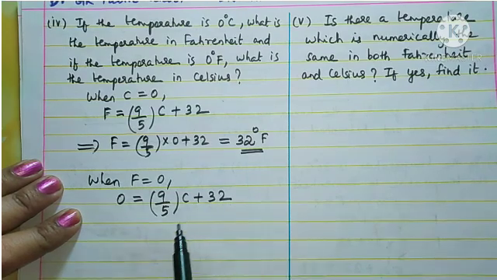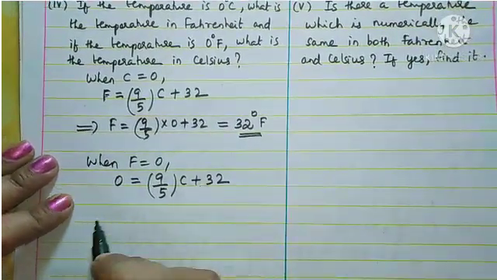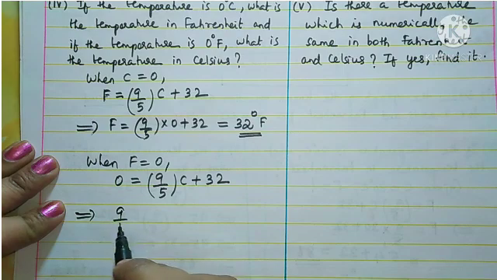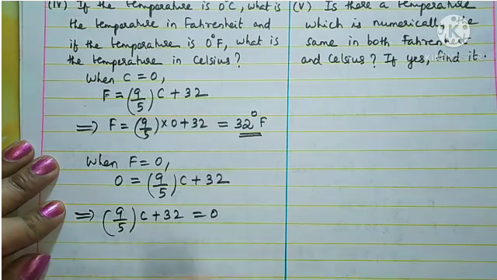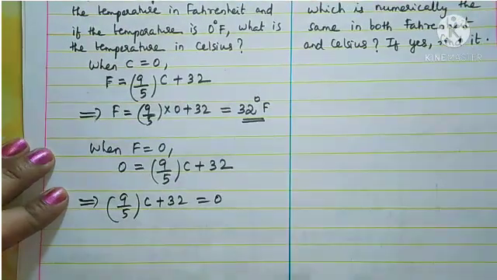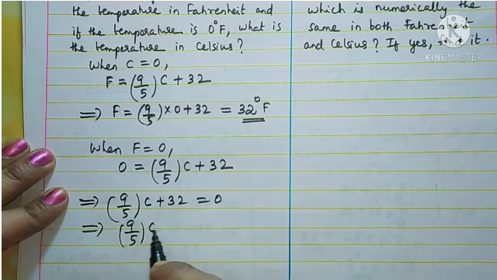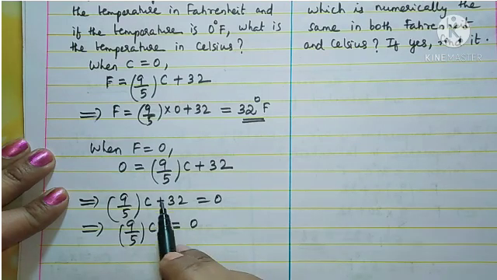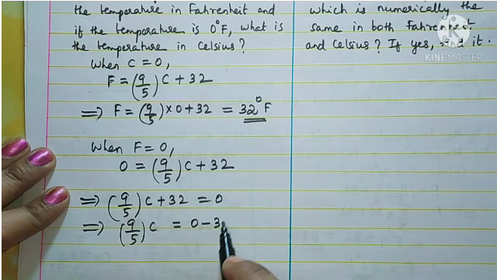Now again we can just interchange the equation because we want to find C. Let it be on the left side. This implies 9 by 5 of C plus 32 equal to 0. I just interchanged the left hand side and right hand side. So this implies 9 by 5 of C equal to 0, and this plus 32 we want to take here, so minus 32.